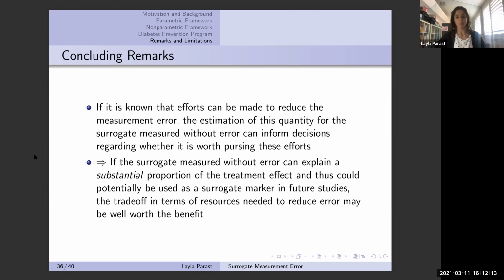Like the diabetes example, sort of the flip side, we showed that actually, even if you did have a perfect surrogate, it's not capturing a large enough proportion of the treatment effect. So for this very narrow setting, perhaps it's not worth the resources in trying to reduce the measurement error there.